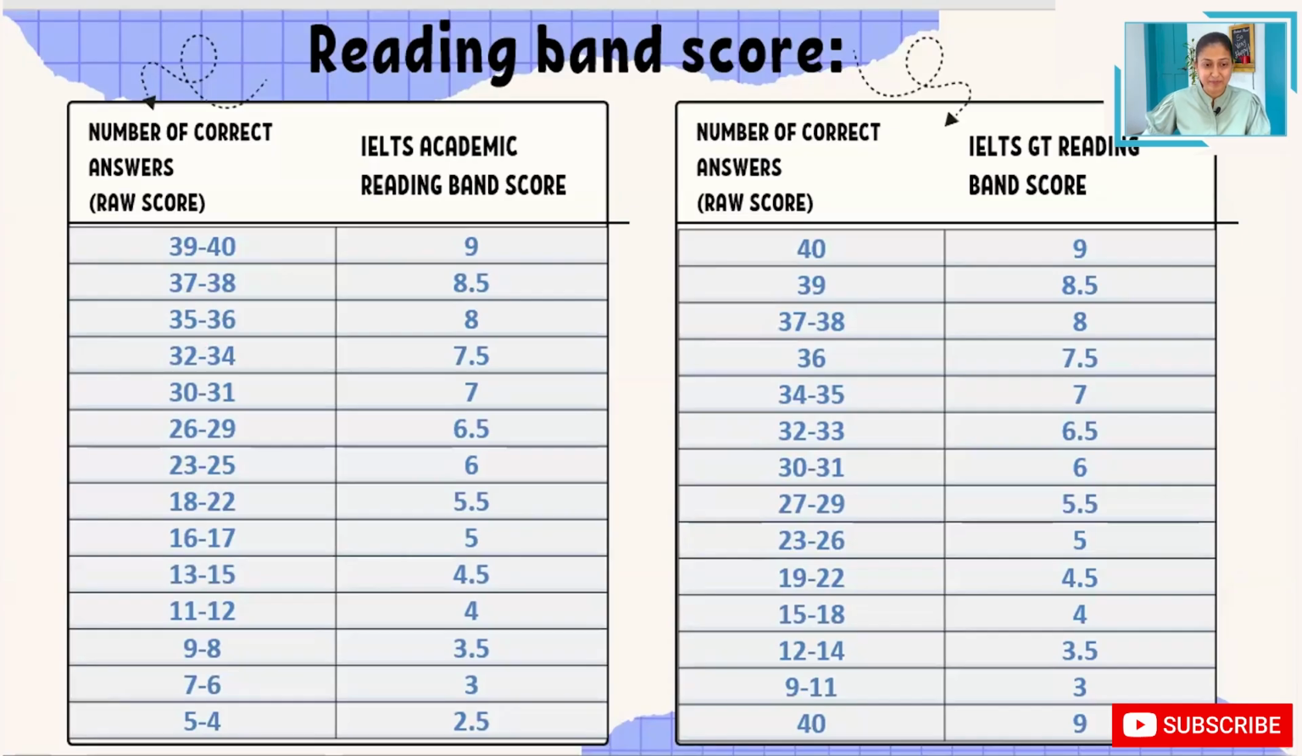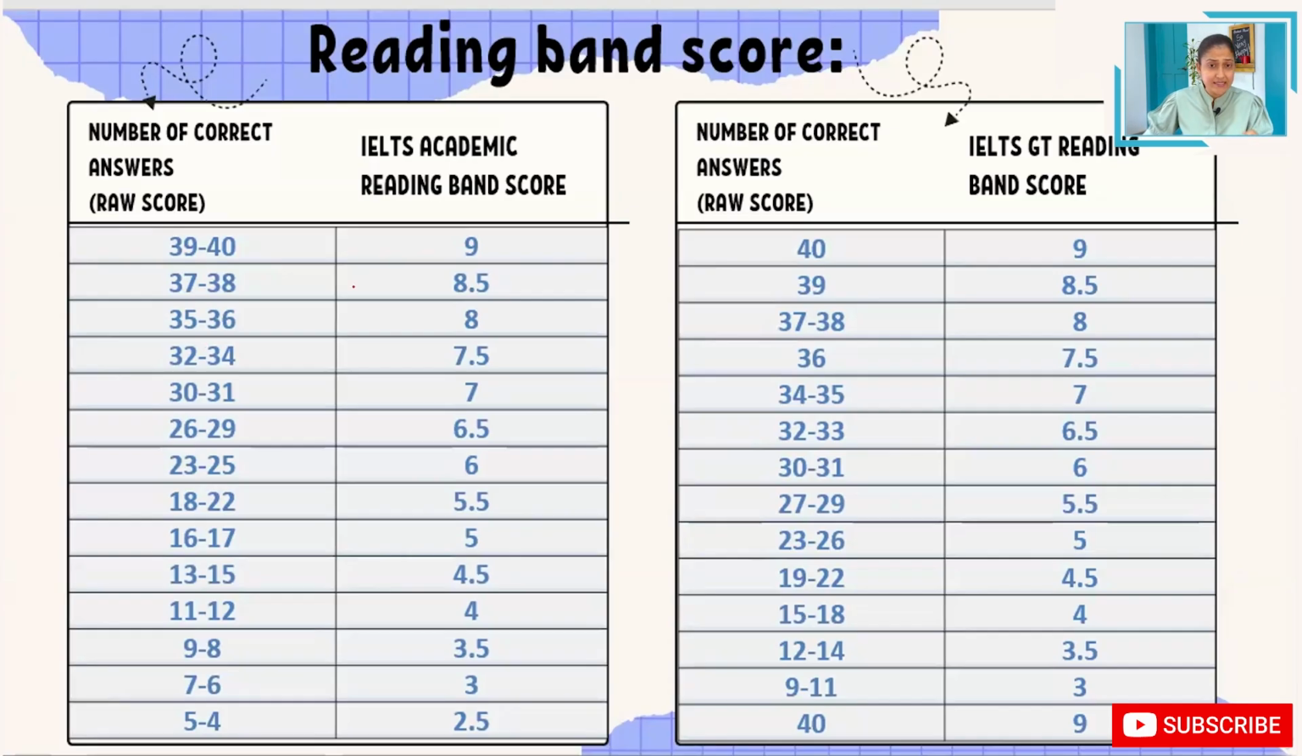Why? Because there are 40 questions, correct? But your band score would be calculated based on how much you scored out of 40, correct? We also saw that these band scores are differently calculated for academic and for general training. Let's look at it once again.